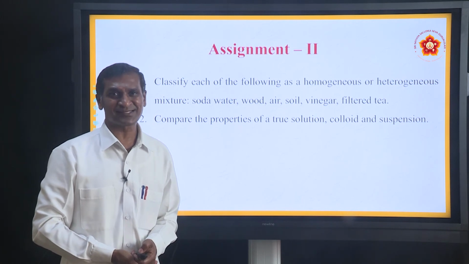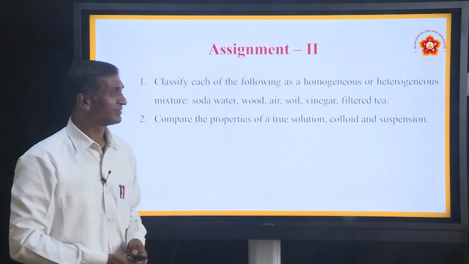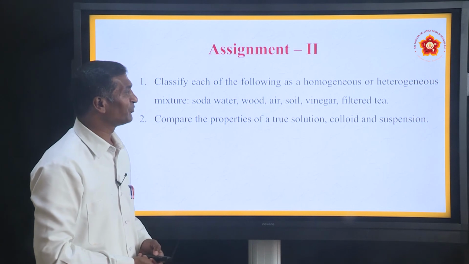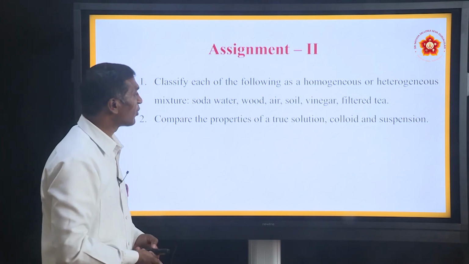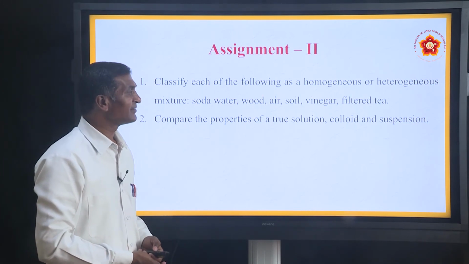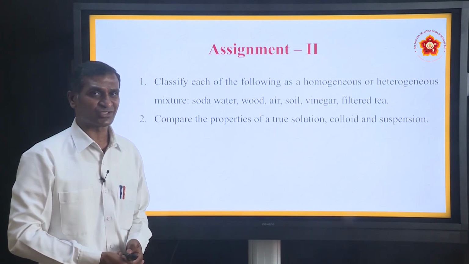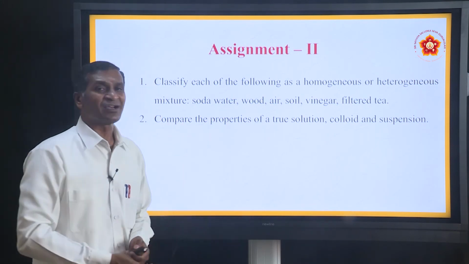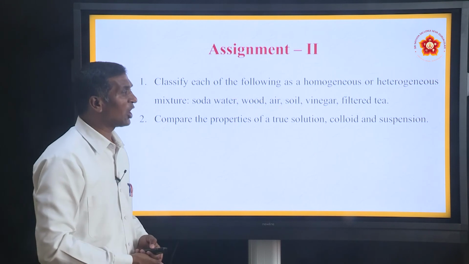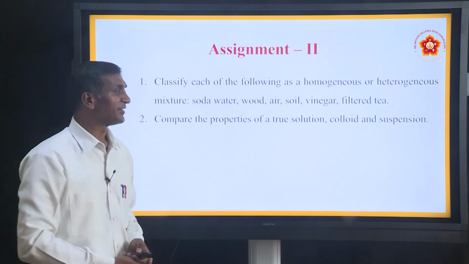Just to test ourselves and to recap, here you have assignment 2. Classify each of the following as a homogeneous or heterogeneous mixture: soda water, wood, air, soil, vinegar, filtered tea. You should classify them into homogeneous and heterogeneous mixtures. Second question, compare the properties of a true solution, colloid and suspension. So, you should write the comparative study of all the three.